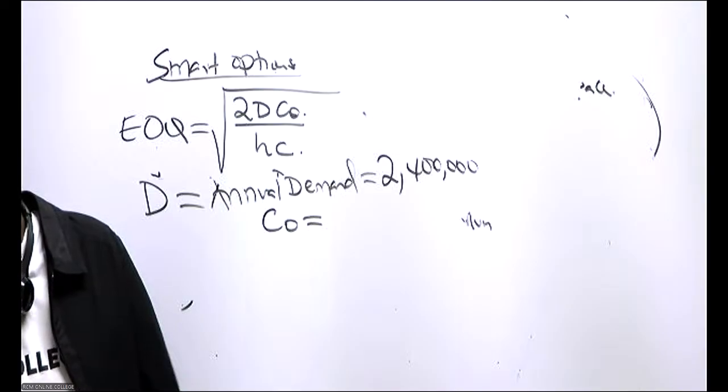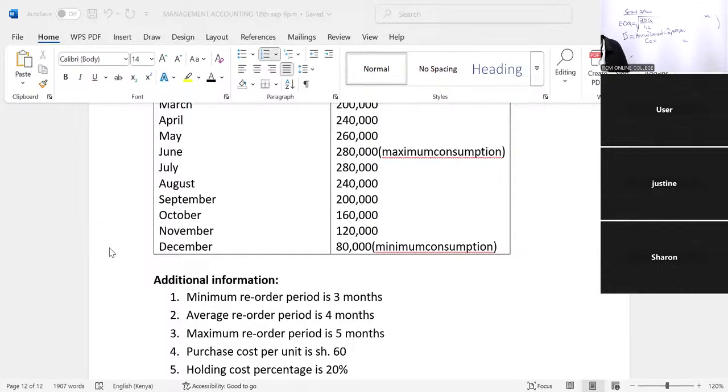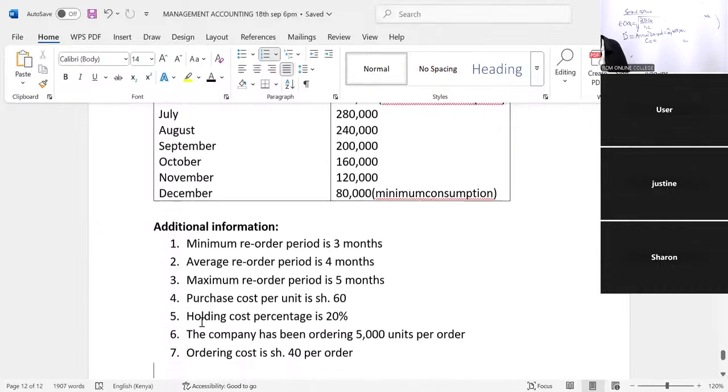Management accounting is for management accountants. The easiest paper, the best paper in CPA. Yeah. Note number 7, ordering cost is 40.